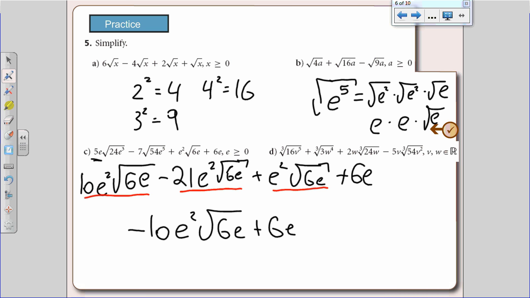Which part? That came from this e squared. Square root of 6e. That just came from part of the question right here. Be combined. So you can imagine that there's one of them. So I combine 10 minus 21 plus 1. Combine all the things.